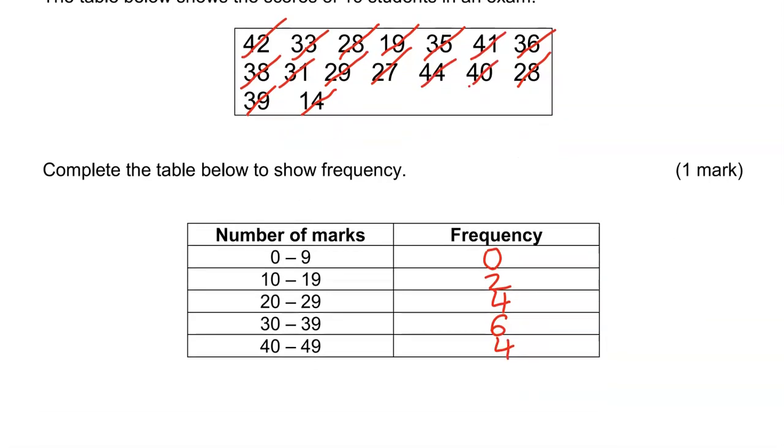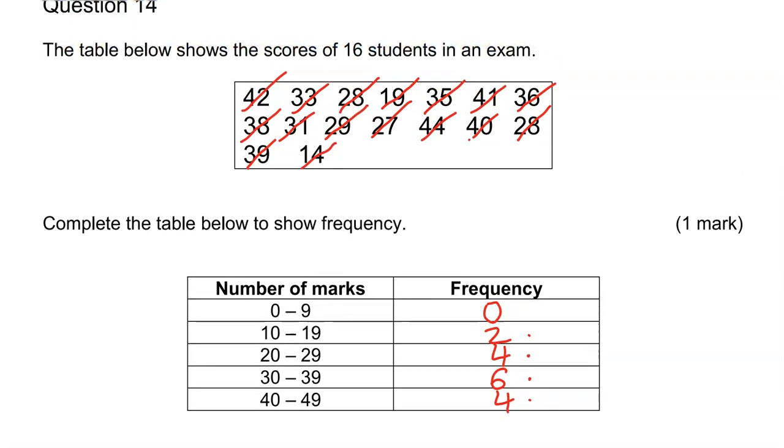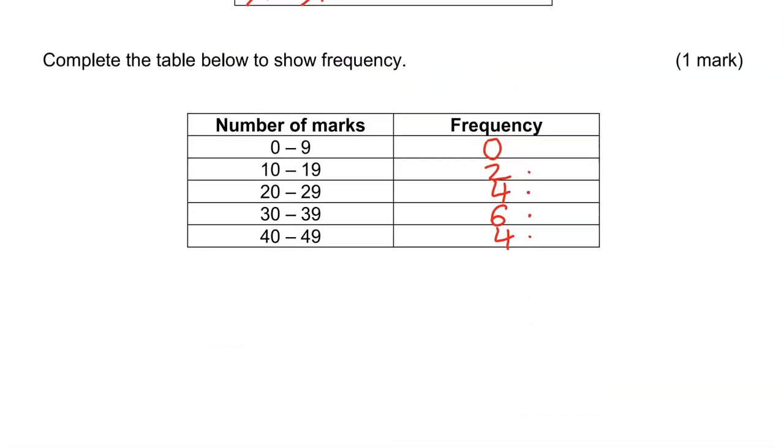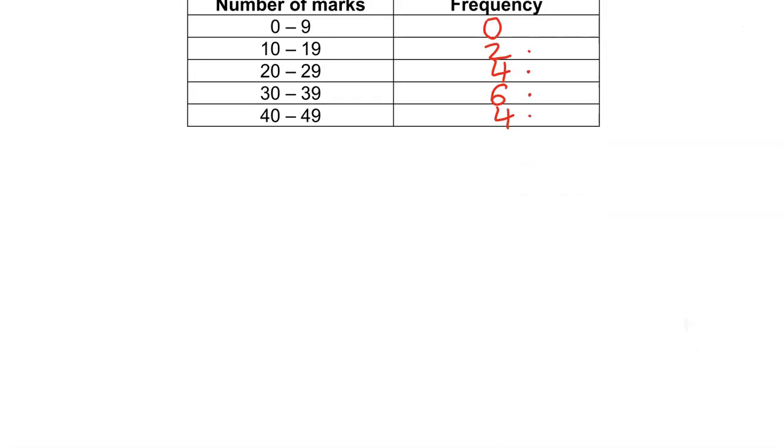So how many of them are there in total? We've got 6 and 4, which makes 10, 14, 16. Let's have a look. Are there 16 numbers in here, 16 scores? So 1, 2, 3, 4, 5, 6, 7, 8, 9, 10, 11, 12, 13, 14, 15, 16. So that tells us that we must have filled in the frequency table correctly.